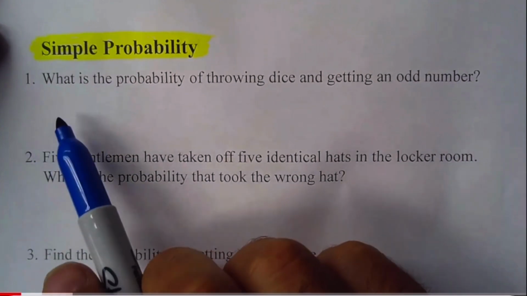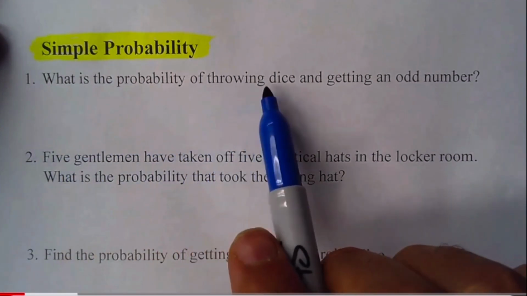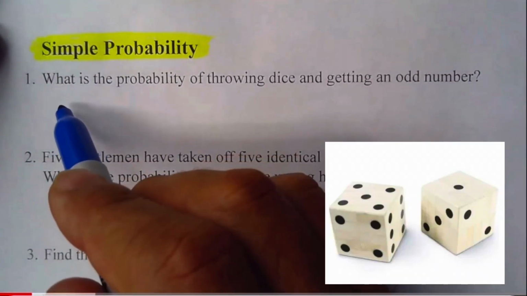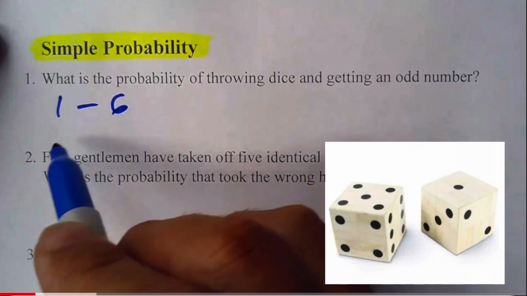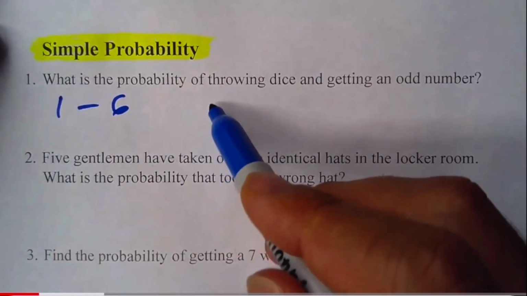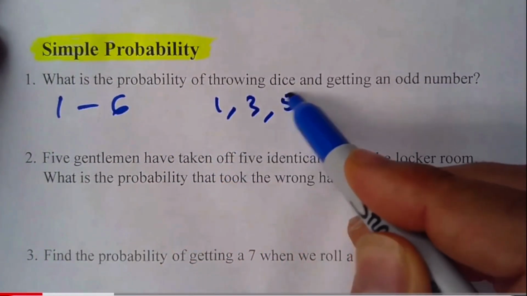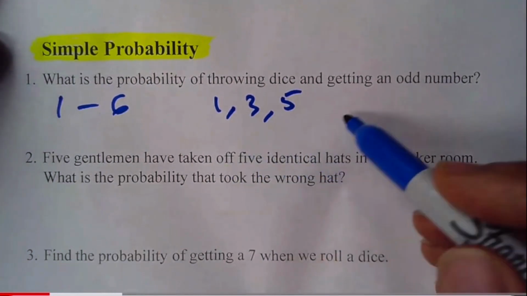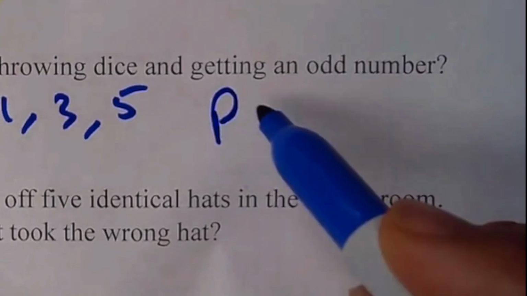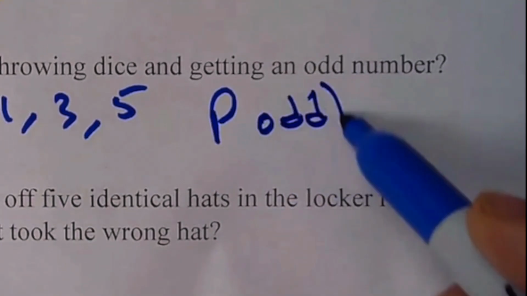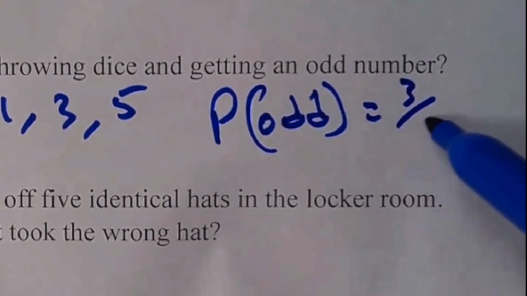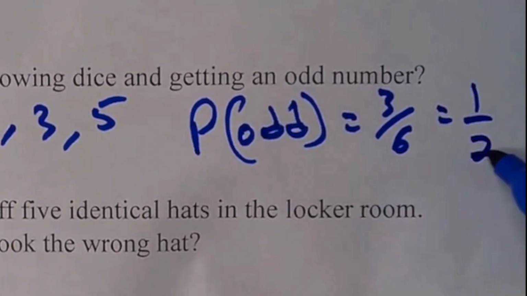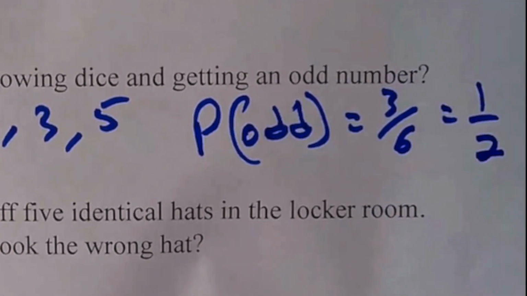So here we have, what is the probability of throwing a dice and getting an odd number? A standard dice has numbers 1 through 6, and the odd numbers are 1, 3, and 5, just 3. The standard dice has 6 faces. So the probability of getting an odd number will be 3 out of 6, and you have to simplify that, which equals 1/2. So that's the probability of getting an odd number.